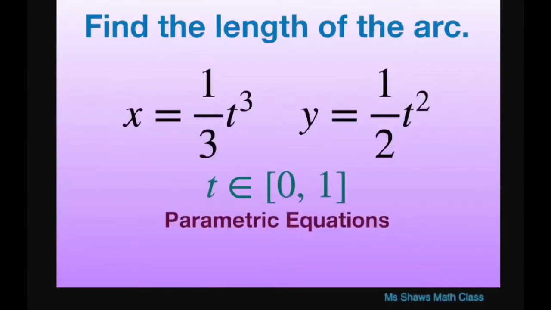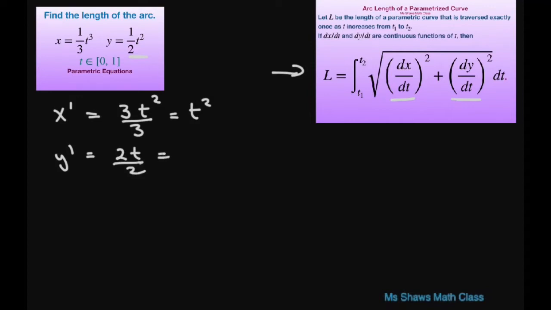Everyone, we're going to find the length of the arc for our parametric equations over the interval 0 to 1. This is the formula we're going to use for the arc length, and we first have to differentiate our x and our y. So if I take my x and do x prime, this is going to be 3t squared divided by 3. That's just going to be t squared. And then for this piece here, y prime, that's just going to be 2t divided by 2, which is t.